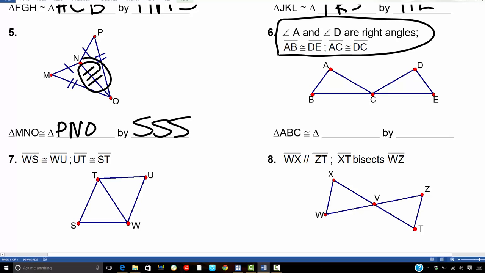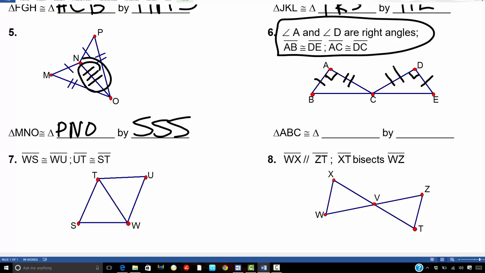So angle A and D are right angles. So that's the first thing I'm going to do. I'm going to mark those 2 angles congruent with a little box. So those are both 90-degree angles. And they also tell us segment AB is congruent to segment DE. And then finally, segment AC is congruent to segment DC. So now we can say those 2 triangles are congruent.